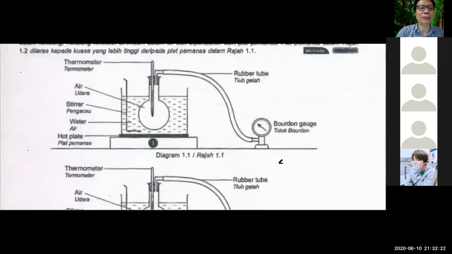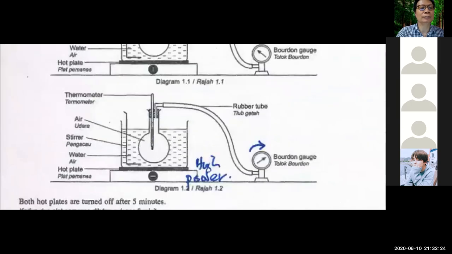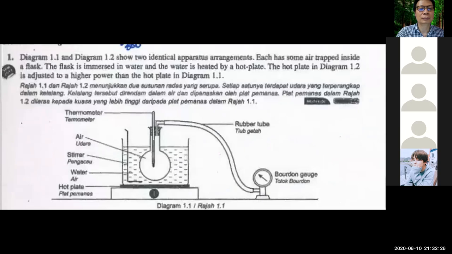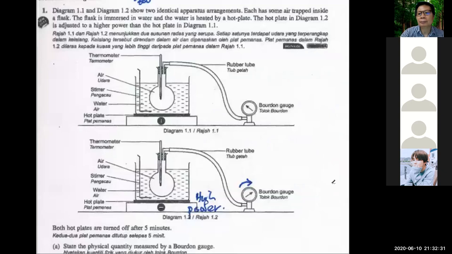Let's study the question first. The question is very long. Do it slowly, okay? Diagram 1.1 and 1.2 show two identical apparatus. Each has some air trapped inside a flask. There is air trapped inside because you covered it here. So there is air inside. This one also has air.